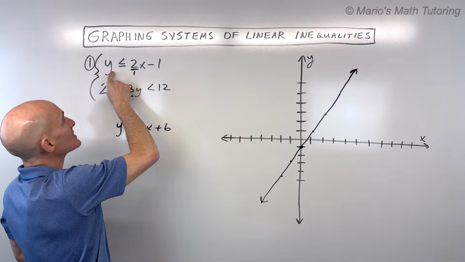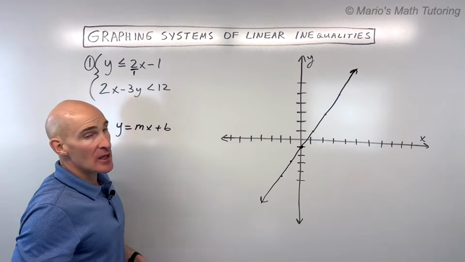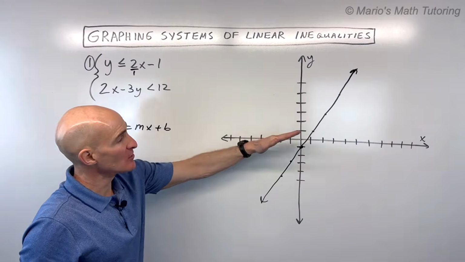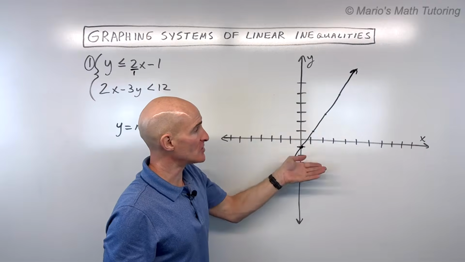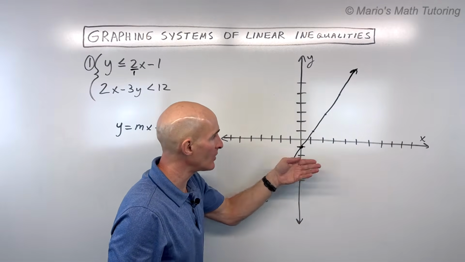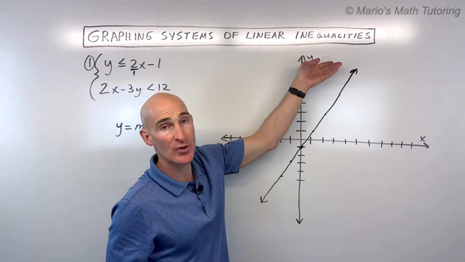Now when the y is by itself like this, if it says less than, that means you're going to be shading below the line. Remember, the y-axis controls up and down, right? So if y is less than, we're shading straight down. If it's greater than, we're shading straight up.